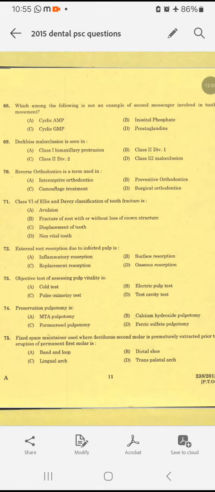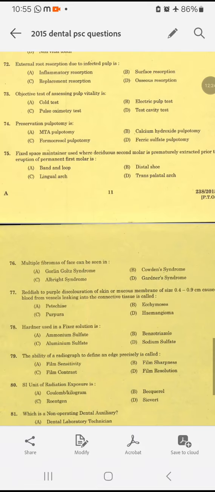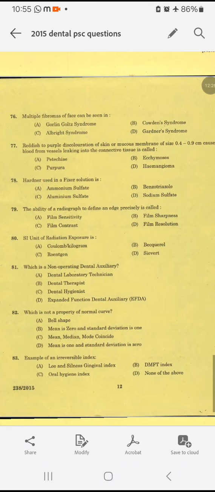75B. Distal shoe. Distal shoe is actually a fixed space maintainer used where the deciduous second molar is prematurely extracted prior to the eruption of the permanent first molar. So you have to use a distal shoe space maintainer. Okay, coming on to question number 76.